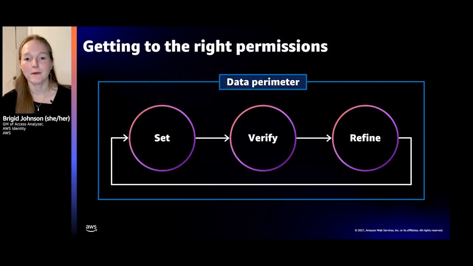We talk about, first, you need a data perimeter. You need those guardrails to basically say, hey, this is all inside, we have our outer bound. And so if it's a little bit broad, it's okay for now, but we're going to scope it down over time. Then you're going to set, verify, and refine, and this will continue to go through until you get it right. And it will change as you innovate as well. Today we're going to go through each of these three steps.